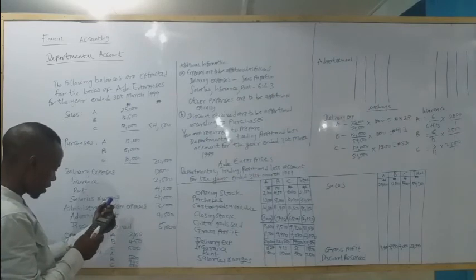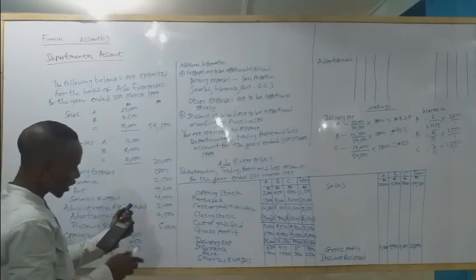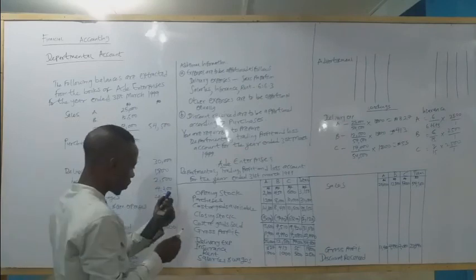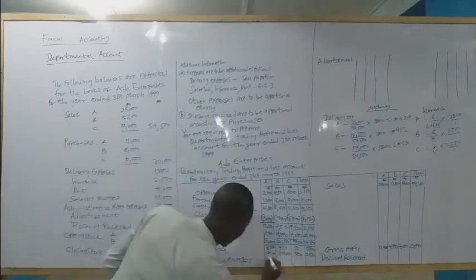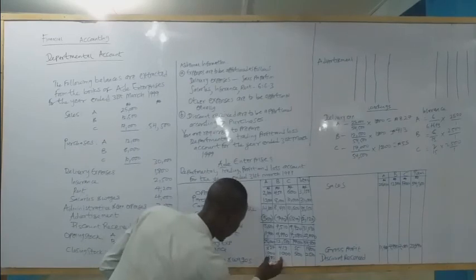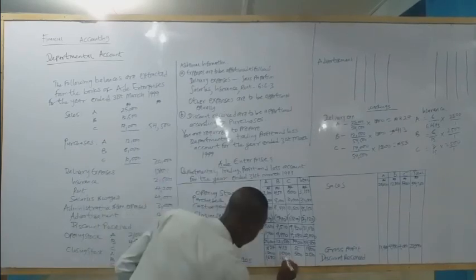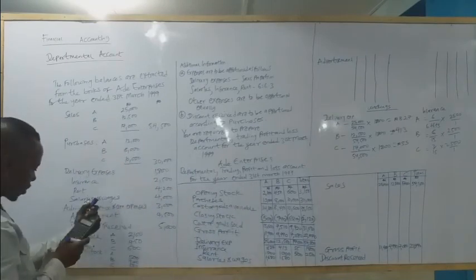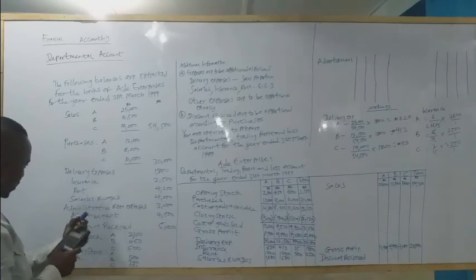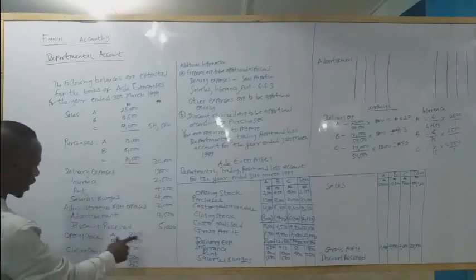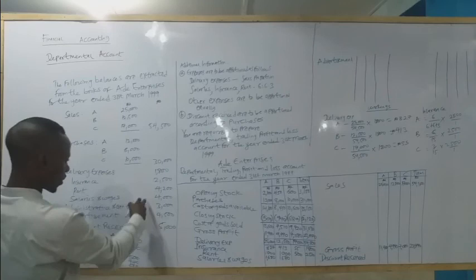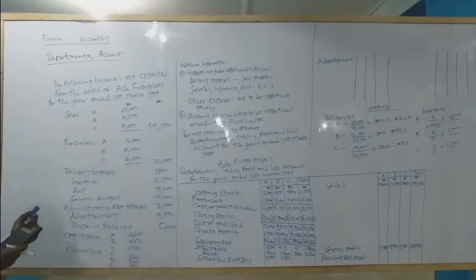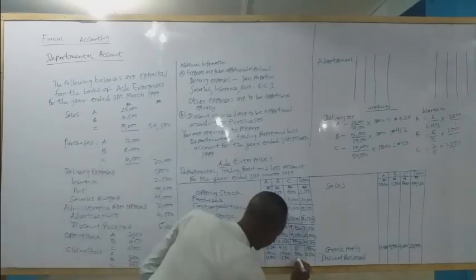6 divided by 15 times 4,200. That gives me 1,680. Do the same thing, 1,680 for department B. Then department C is taking what? 3 out of 15 times what? That's for rent. Rent again 4,200. We have 840.